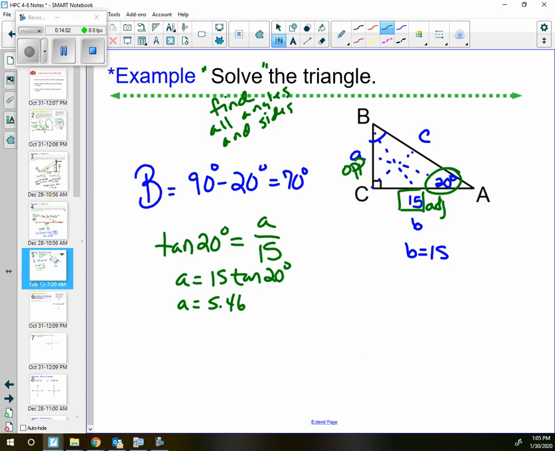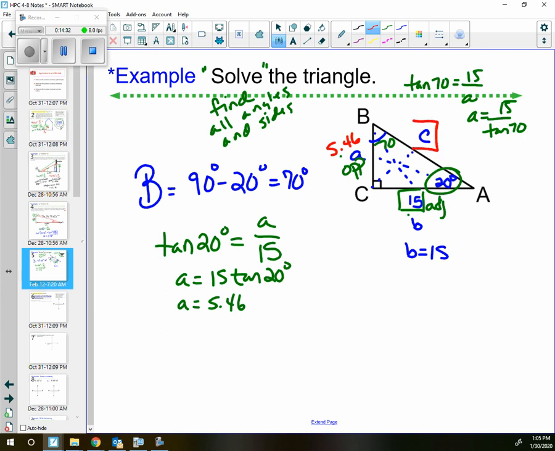Now, remember, if you wanted to use the 70-degree angle, you totally could have. For 70, the opposite would have been 15, and then the adjacent would have been a. So you could have said tangent of 70 equals 15 over a. You would have had to divide then, so 15 divided by the tangent of 70, and you should get the exact same answer. So realize there's always different ways to do these depending on which angle you're using. All right, so we just figured out we have little a, so 5.46.